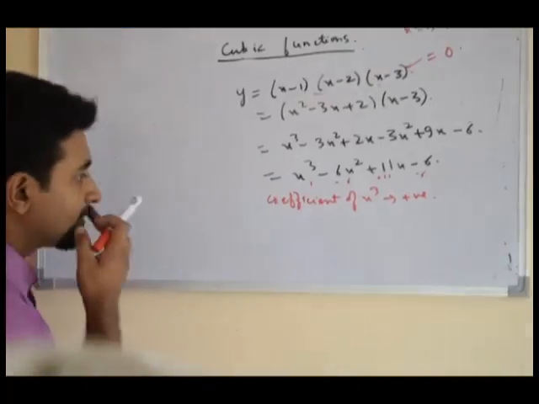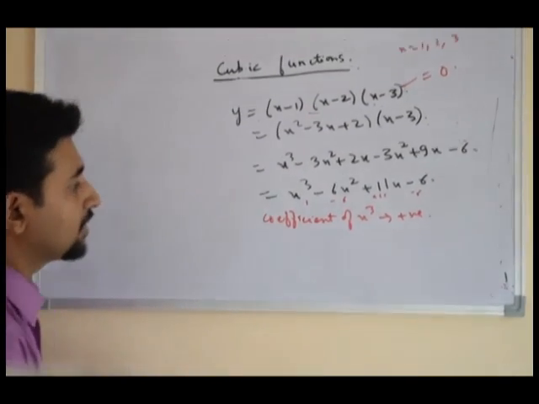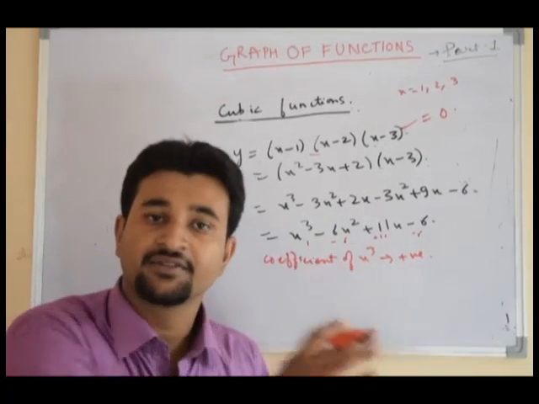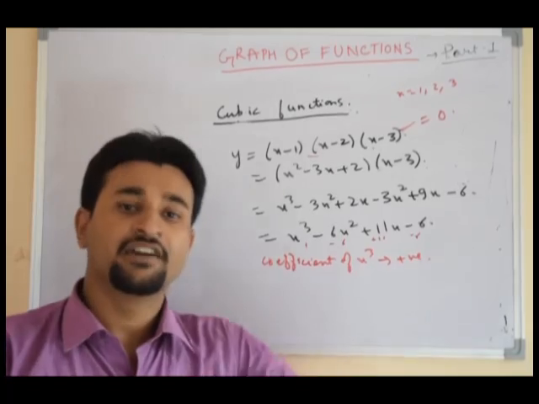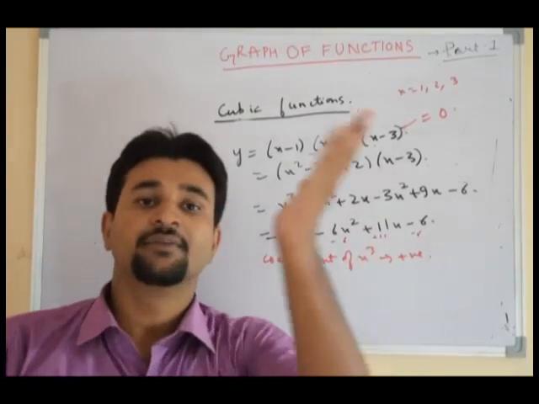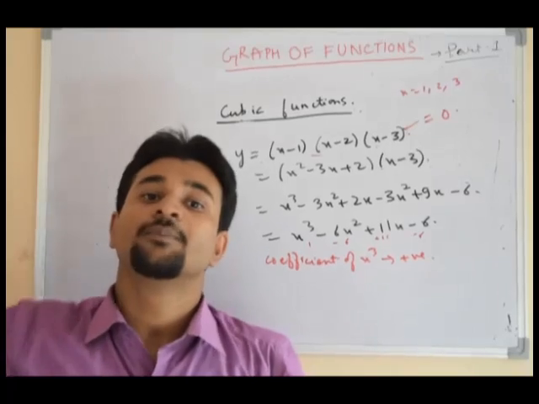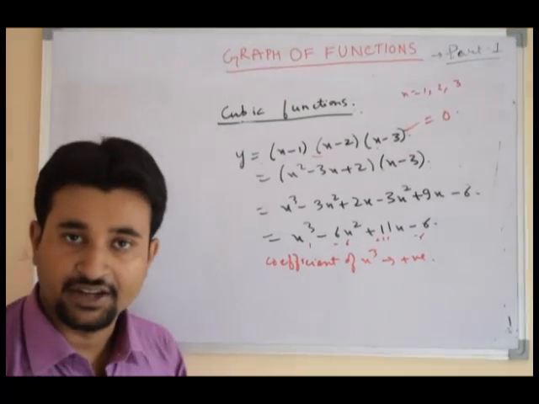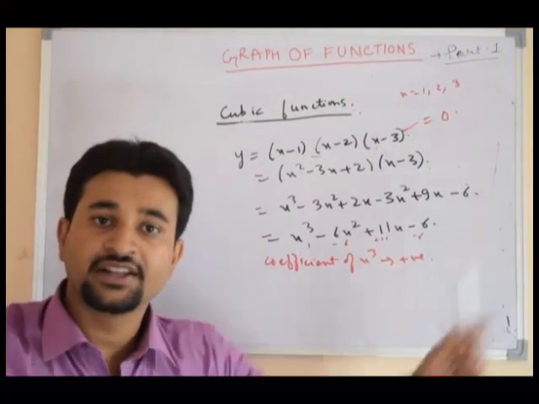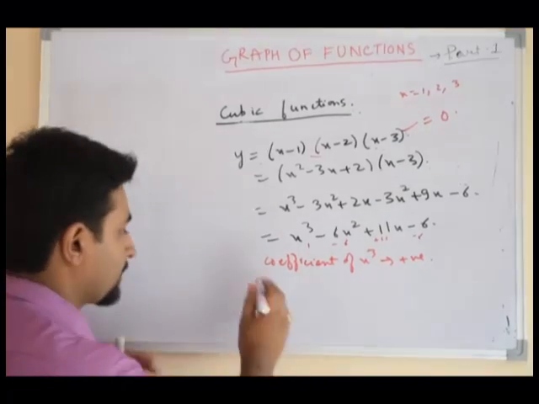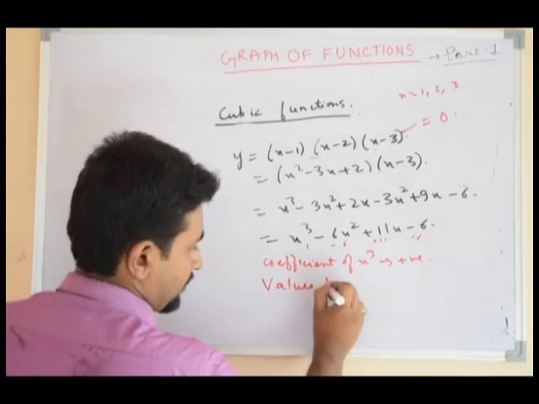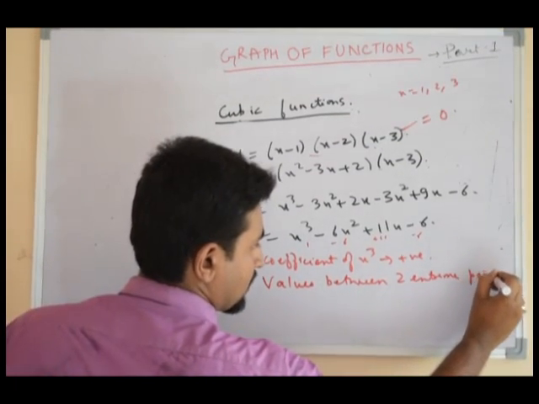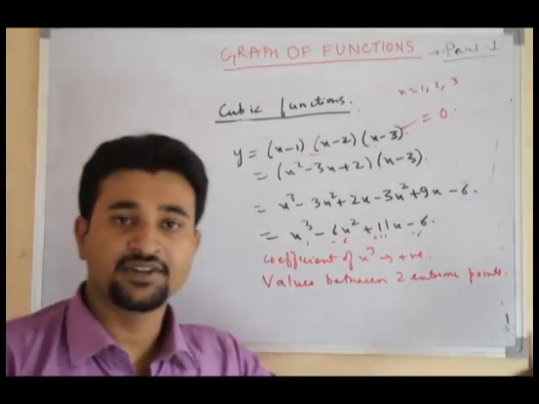So simply, suppose first of all the value of x can be anything between minus infinity and plus infinity. Minus infinity means a very large number on the negative x-axis, and plus infinity means a very large number on the positive x-axis. So x can be anything between minus infinity to plus infinity. So you need to know the values between these two extreme points. These points are minus infinity and plus infinity.